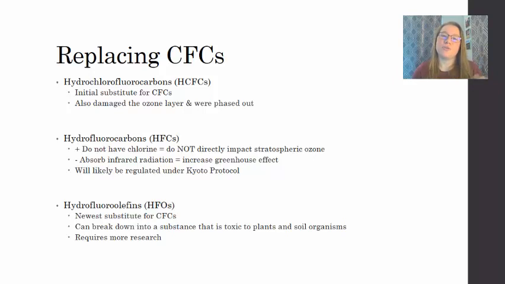Because the hydrofluorocarbons are not the best solution, I mean, they're the best we have right now, but they're not perfect, scientists are still trying to develop better alternatives. So right now, at the moment, we're looking at potentially hydrofluoroolefins, or HFOs, might be a better substitute for CFCs. But the problem is that these can break down and they become toxic to plants and soil organisms, so they require more research and they're not widely used yet. So our main replacement for CFCs are actually the HFCs.